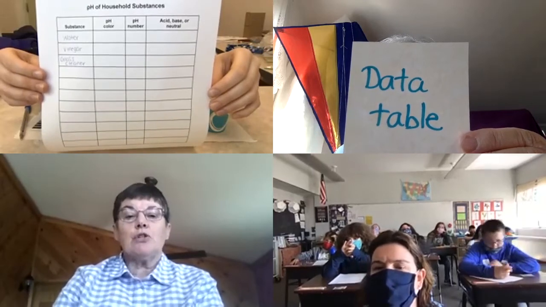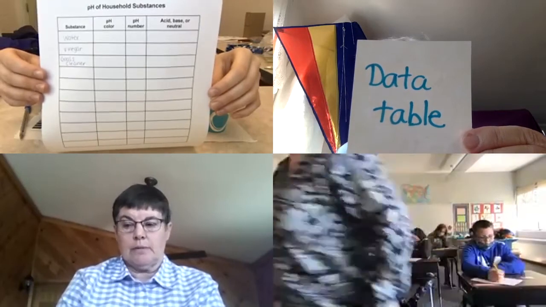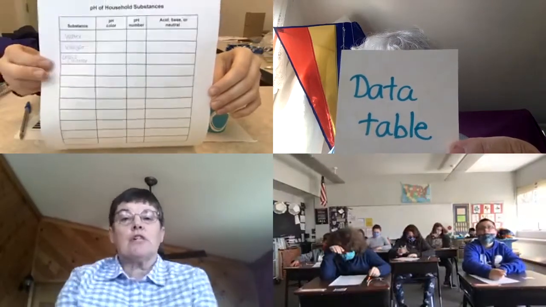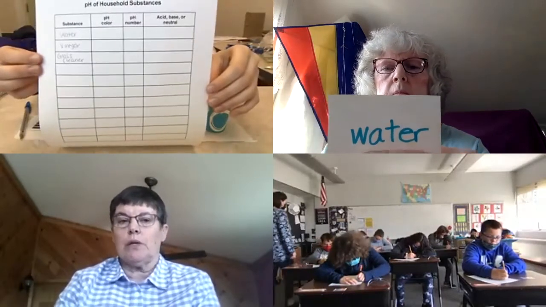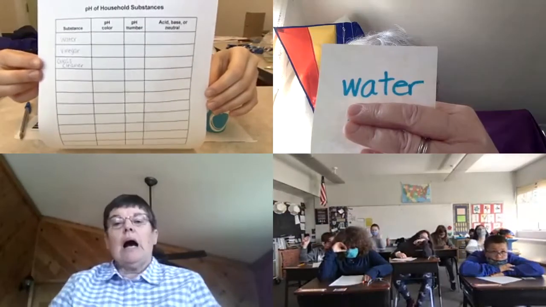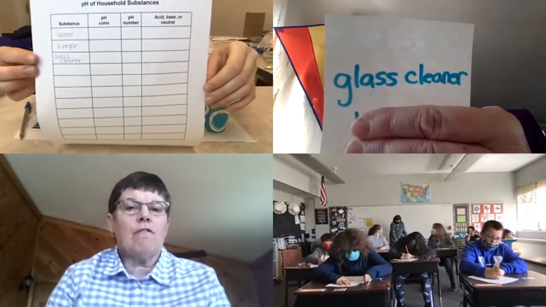So what I'm going to have you do first is fill in the names of the substances that we're going to test. So in the first column, under the word substance, the first thing we're going to test is water. So you'll write water. And if you're not sure how to spell it, Mrs. Haskell is showing you. You're going to write water in that first blank. Underneath water, in the next box, the next substance is going to be vinegar. So we're going to write glass cleaner in the next box. Some of you might have Windex at home.